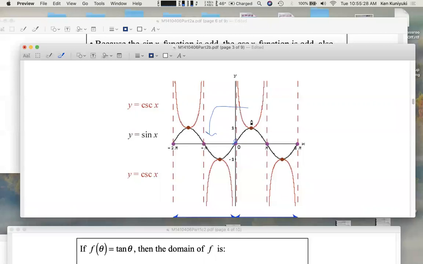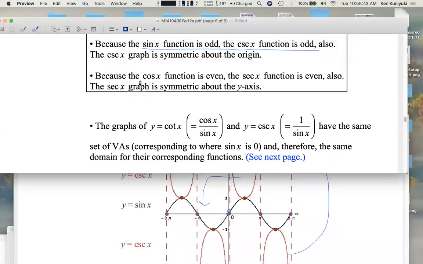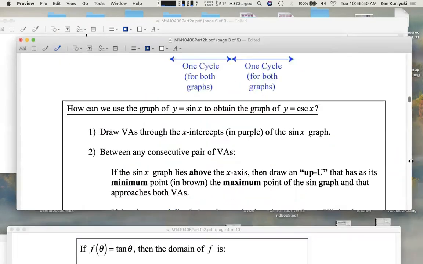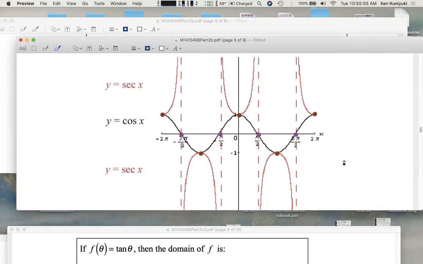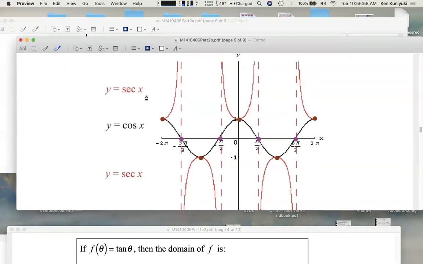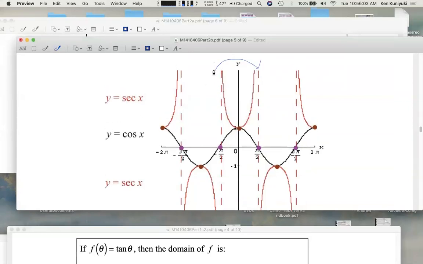For the cosecant graph in red, for example, this red up U rotates to this red down U. Likewise, this red down U rotates to this red up U. Now the old cosine function was even, so its reciprocal function, the secant function, is also even. Those graphs are symmetric about the y-axis. The cosine graph and the secant graph are both symmetric about the y-axis.